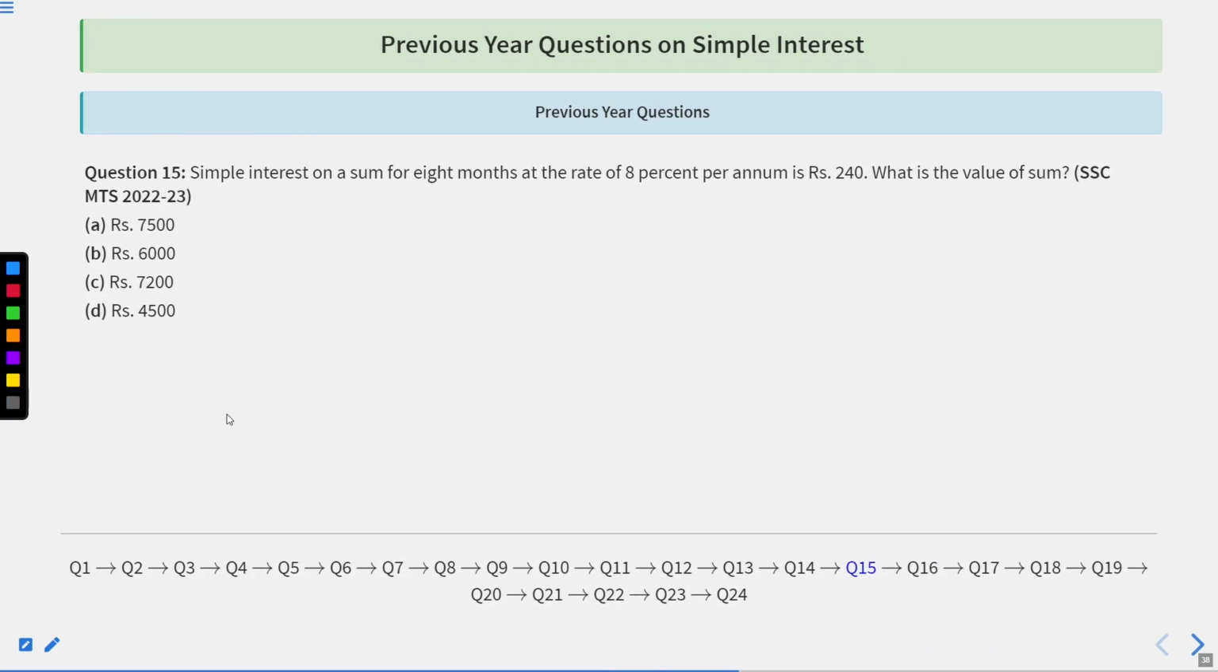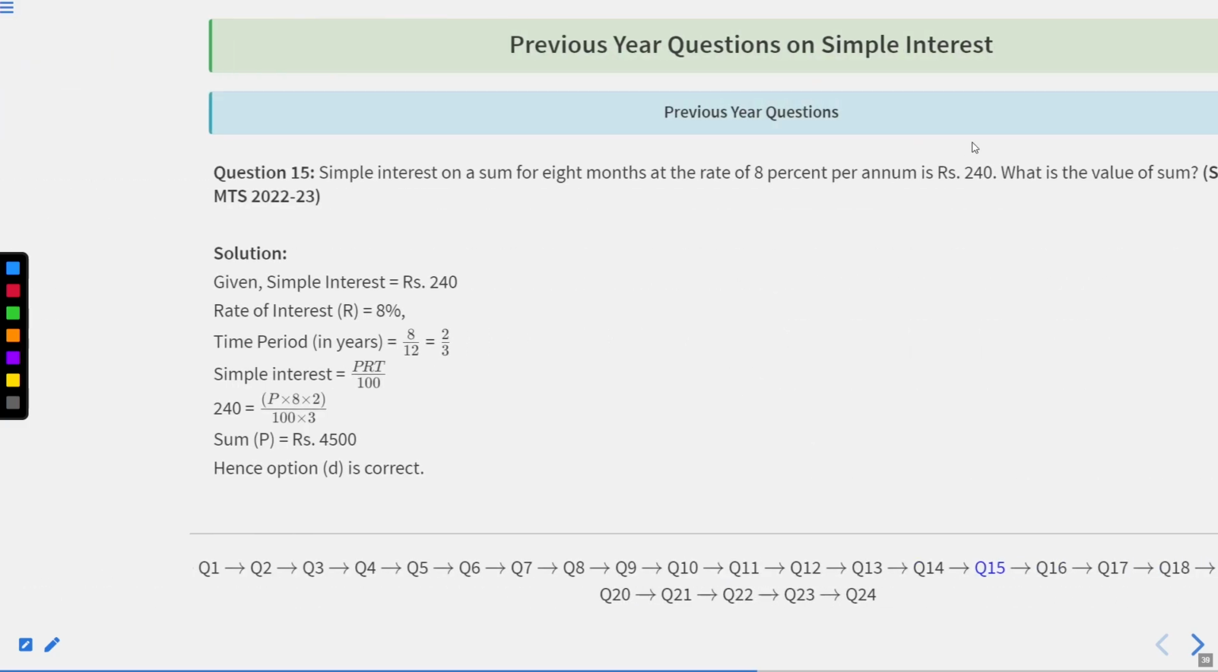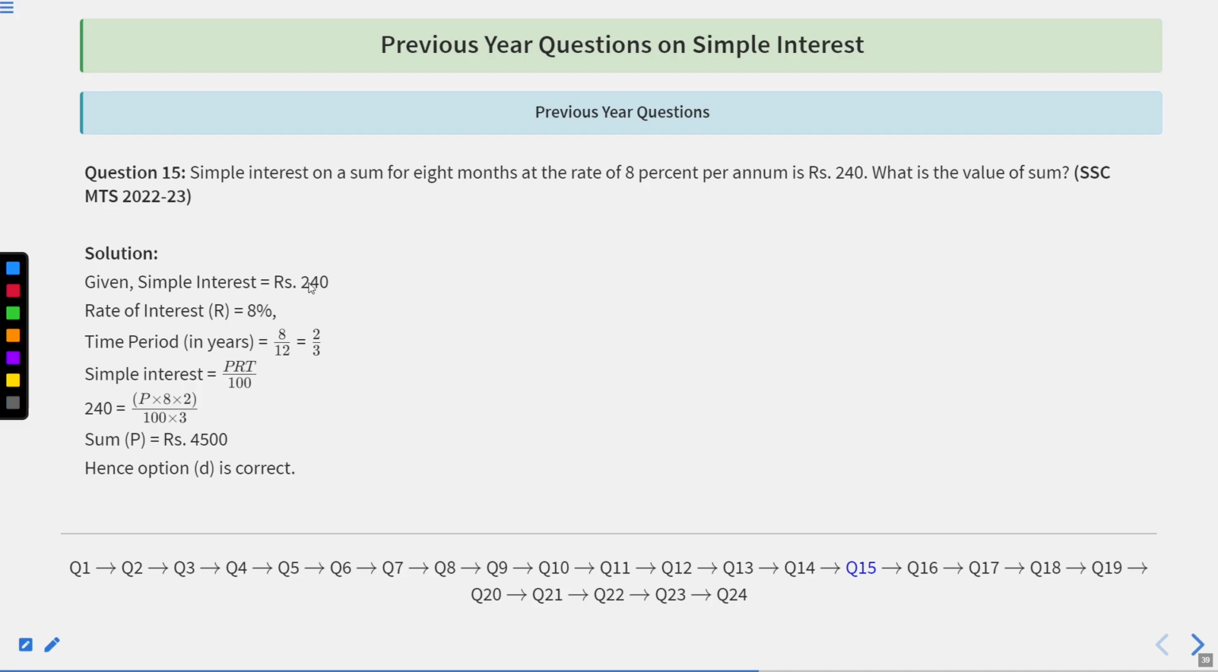Question number 15. Simple interest on a sum for 8 months at the rate of 8% per annum is rupees 240. What is the sum? So let us have a look over the solution. Given simple interest is equal to 240 rupees and the rate of interest R is 8%, and the time period is equal to 8 upon 12, that is 2 upon 3.